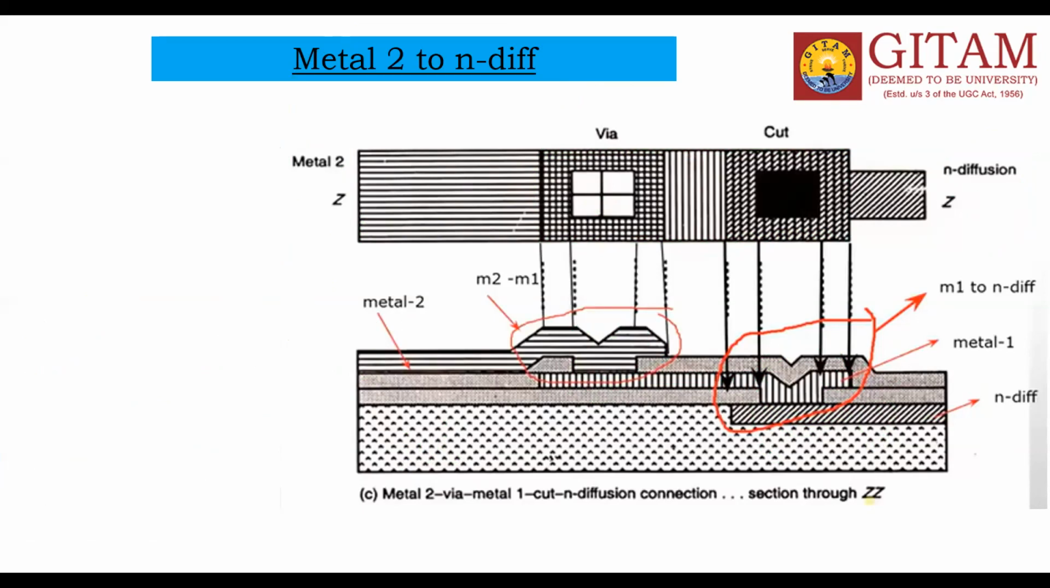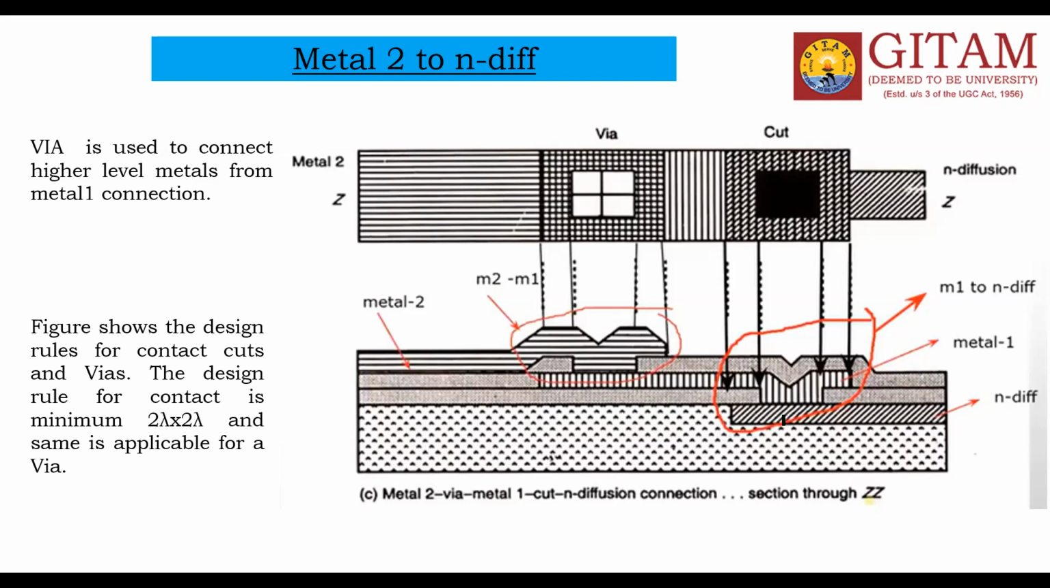Here is the process of establishing the connection between the two layers, metal 2 to diffusion. You cannot do this without metal 1. So via is used to connect higher level metals from the metal 1 connection. The figure shows the design rules for contact cuts and vias. The design rule for a contact is minimum 2 lambda by 2 lambda, and the same is applicable to vias. This cut area is 2 lambda by 2 lambda. Next one is buried contact.